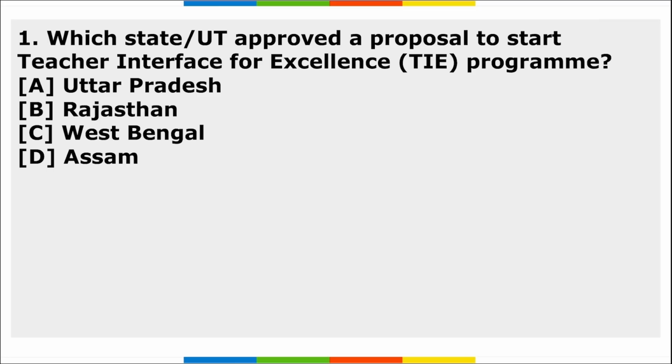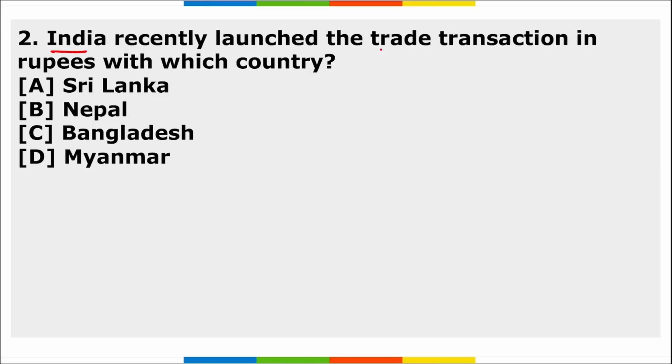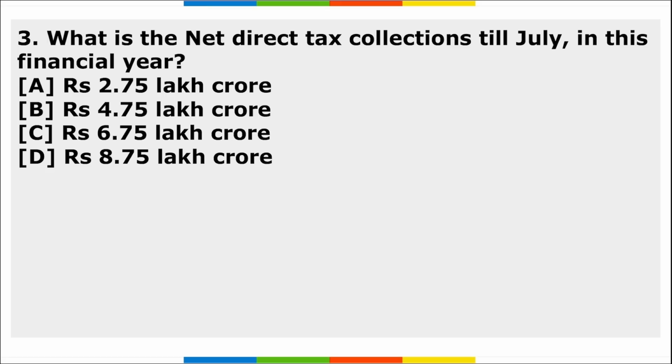So these were your revision part, friends. Now let's move to the homework section. First, which state approved the proposal to start the Teacher Interface for Excellence program? Second, India recently launched trade transactions in rupees with which country? Third, what is the net direct tax collection till July in the financial year? So these are the three homework questions, friends.